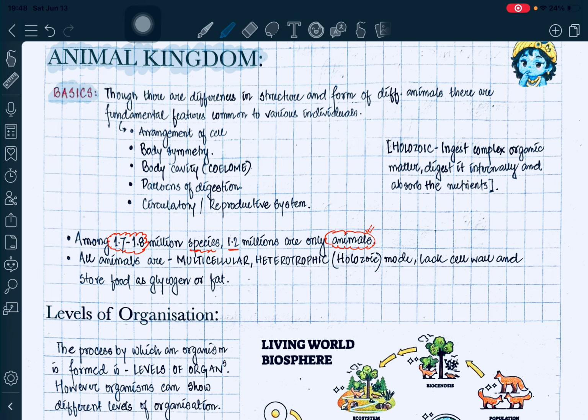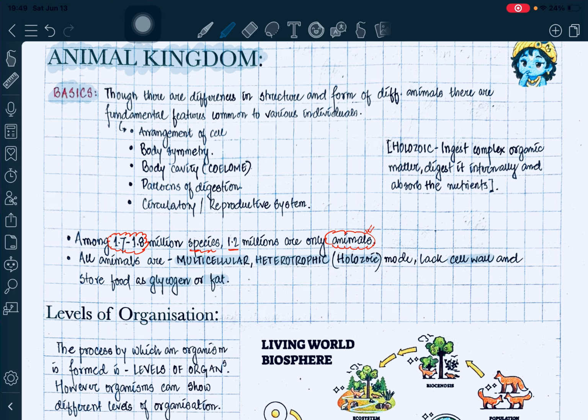And make sure that you remember that these animals are multicellular, they are heterotrophic in nature, showing holozoic mode of nutrition. Now what is this holozoic mode of nutrition? I'll discuss that in a short span of time. They lack a cell wall and they store food in the form of glycogen and fat. So these are what animals are: multicellular, heterotrophic with the holozoic mode of nutrition, lacking a cell wall, and storing food as glycogen or fat.